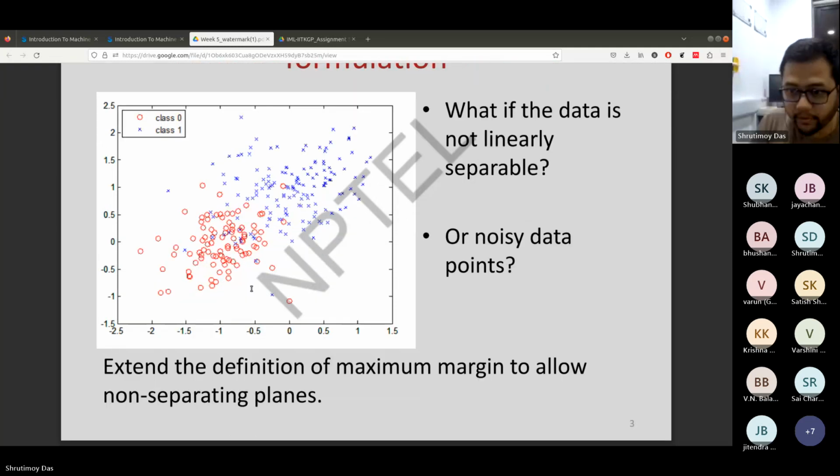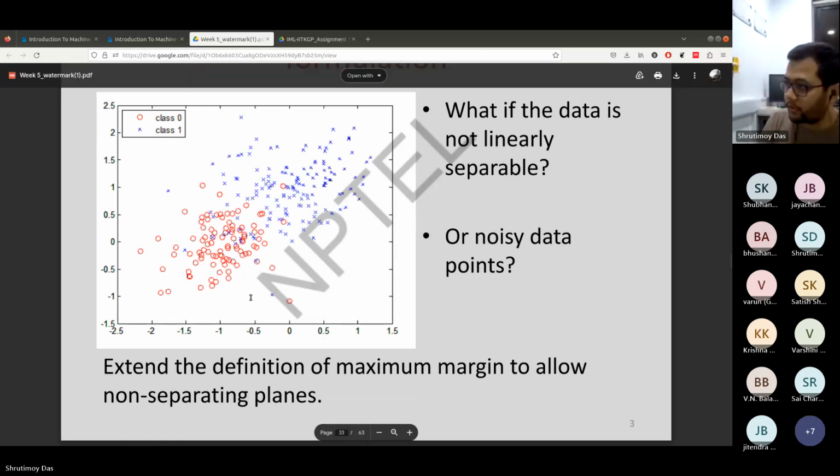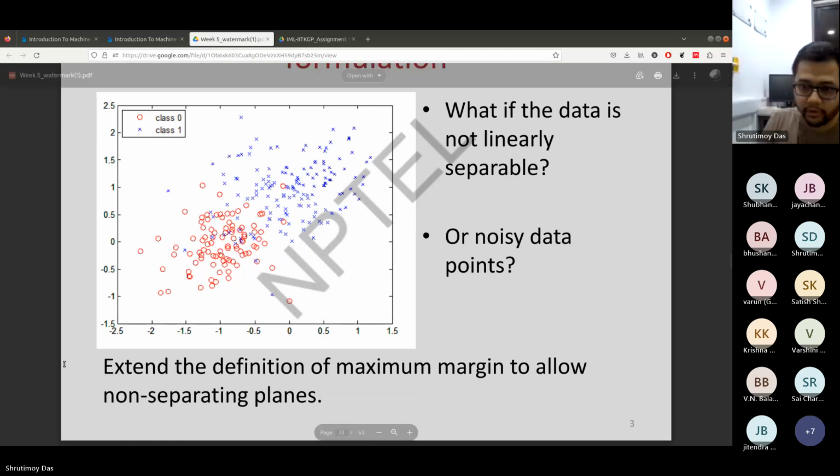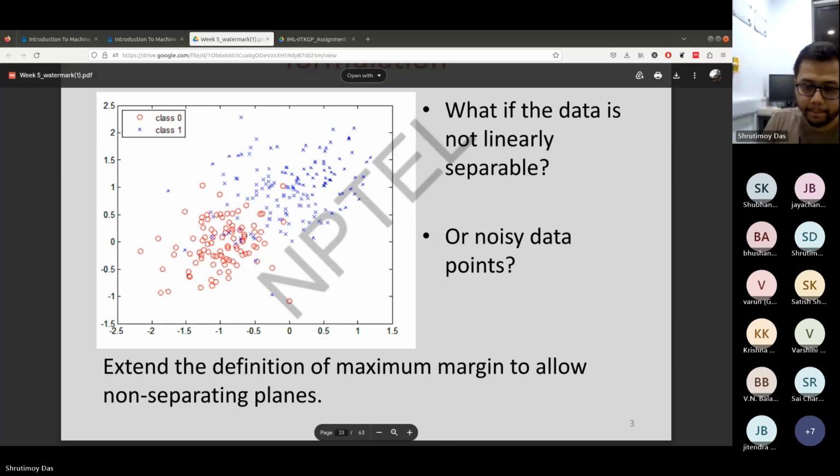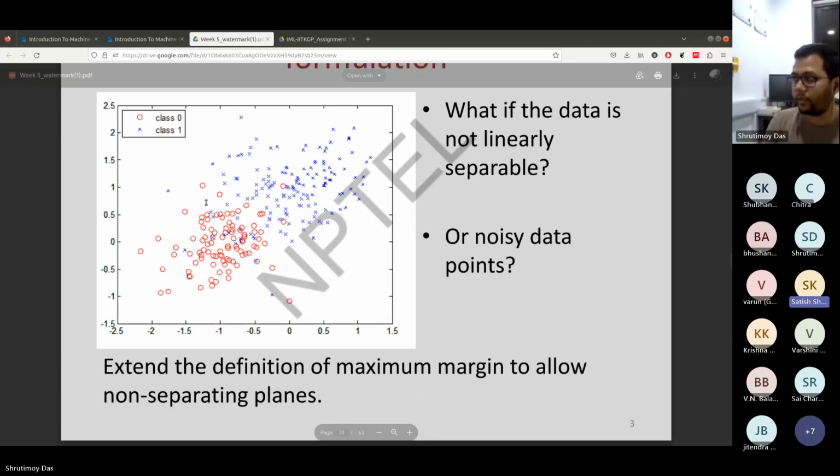Jitendra, you were saying something. Yes, I didn't find the hard margin definition yet. Okay, this is clear. So we can't apply a hard margin here, am I right? Yes, we cannot apply a hard margin here. We have to allow for something.